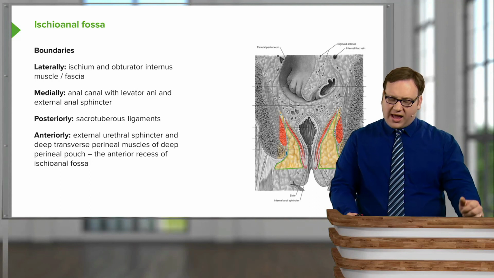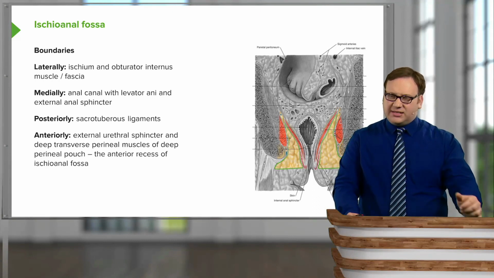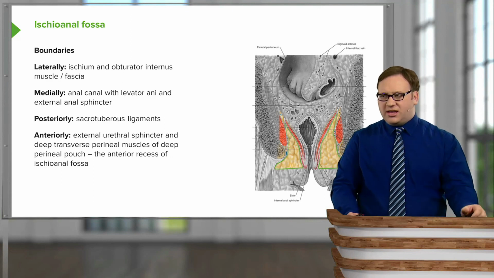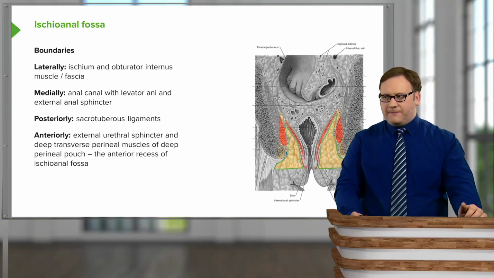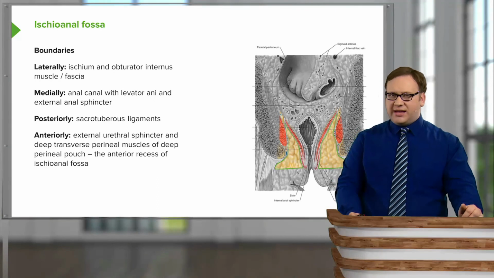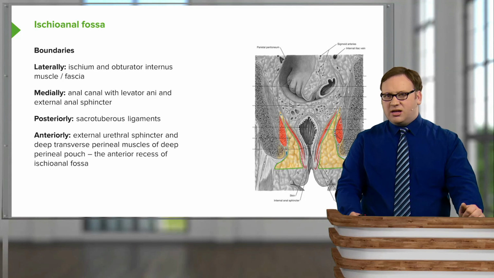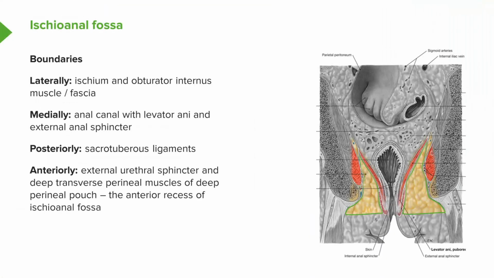And what we also have is the fat within the ischio-anal fossa passing into the deep perineal pouch. The deep perineal pouch being located at the level of the urogenital triangle, which is positioned above the perineal membrane. And this extension of the ischio-anal fossa anteriorly into the deep perineal pouch is known as the anterior recess. We'll explore that in future slides.